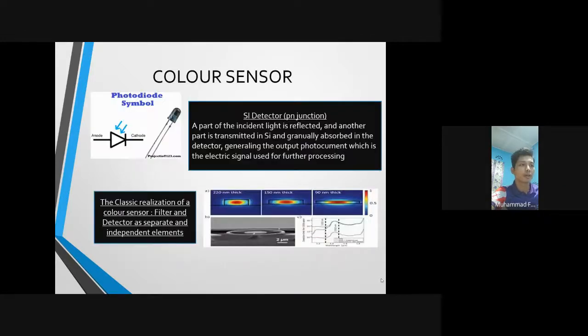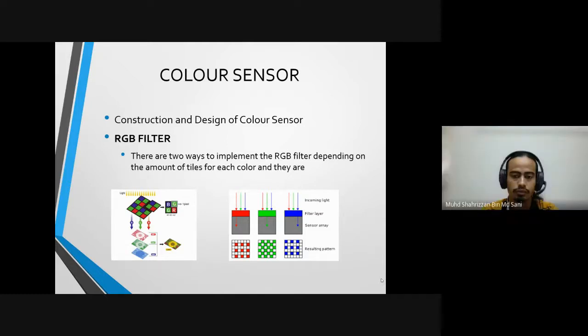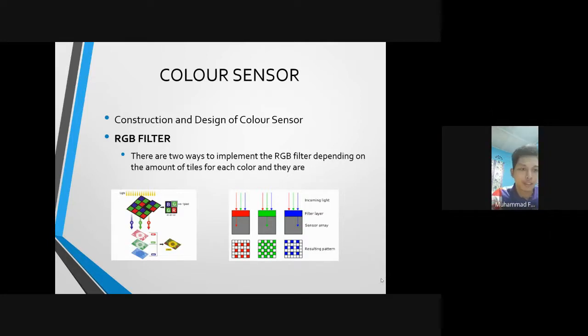Now we are going through the construction and design of the color sensor, the RGB filter. What is an RGB filter? There are two ways to implement the RGB filter, depending on the number of tiles for each color. Now we see the diagram. The incoming light has three colors: red, green, and blue. Incoming light, filter layer, sensor array, resulting pattern.